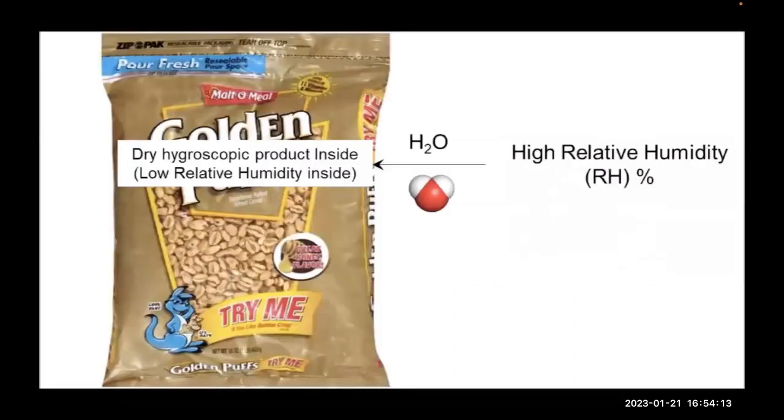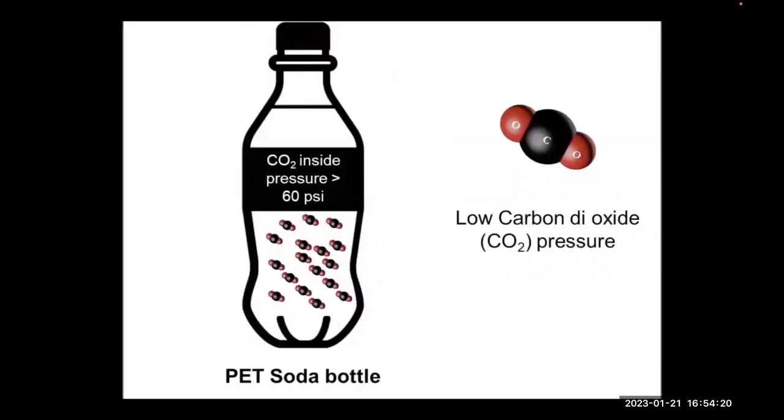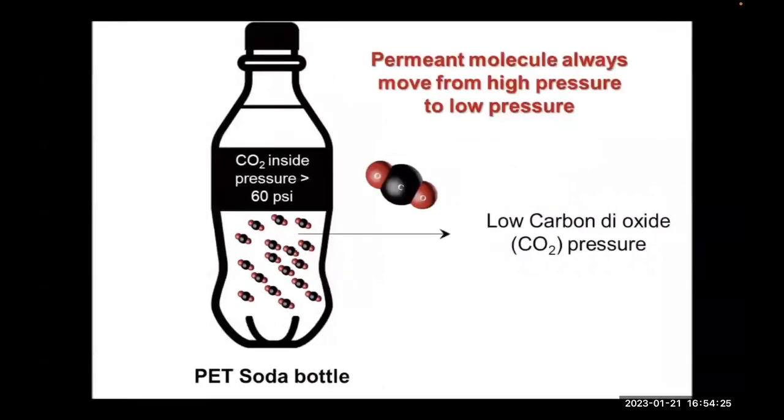All polymers transmit gases or water molecules. Transmission of permeant molecules always occurs from the high permeant pressure side to the low permeant pressure side of the package. In other words, molecules can permeate into or out of a package.